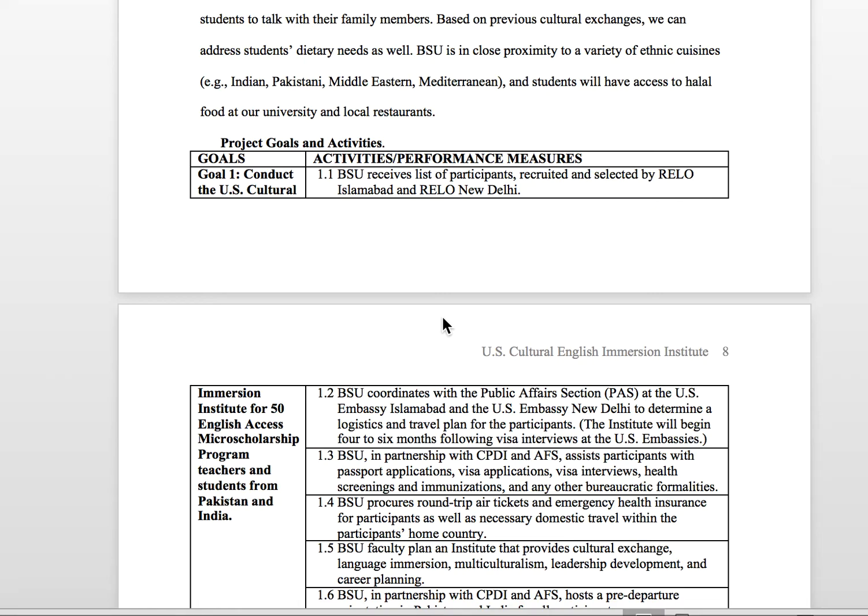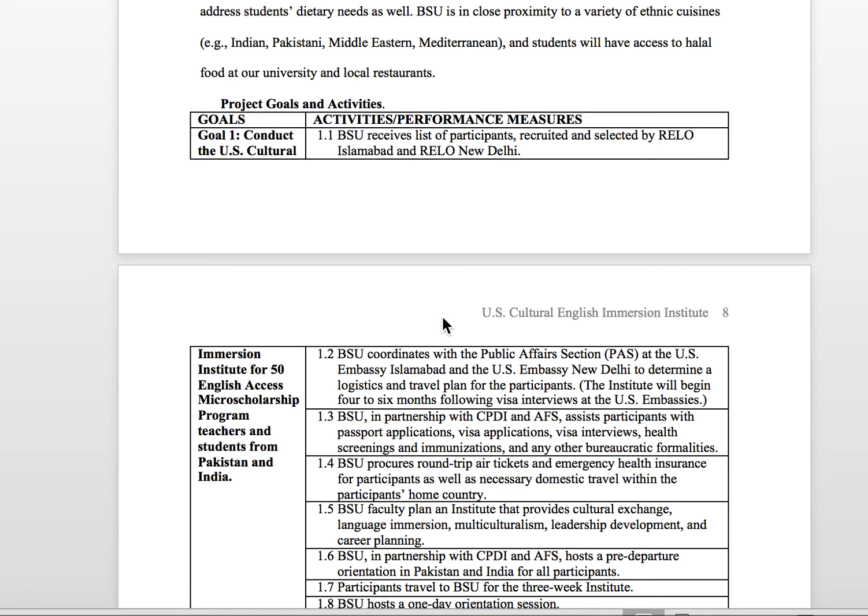One of the first things I want to mention is that you should have your overarching goals, and a lot of times you can take the language for the goals from the granting or funding agency, the RFP, and use it in the setup of the goals. And sometimes the goals are pretty straightforward and basic.